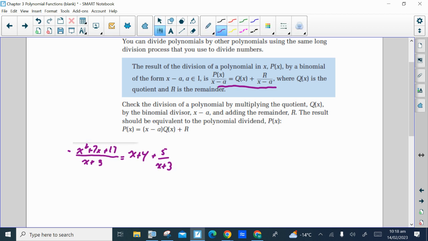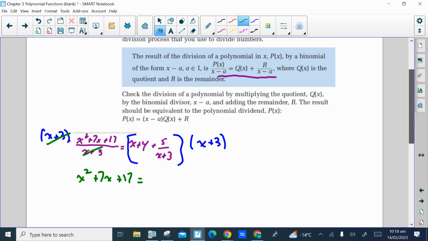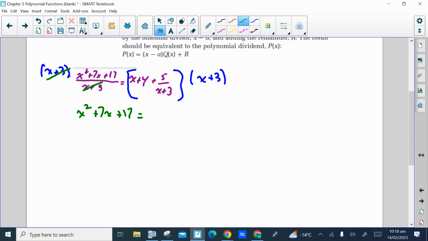So this is what it says about checking to make sure that is equivalent to what we started with. So if I take this statement that I wrote here and I multiply both sides by x plus 3. So this entire thing on the right needs to be multiplied by x plus 3. On the left, the x plus 3's will cancel. And we have the polynomial, the original dividend, x squared plus 7x plus 17. And I should get the same thing on the right side when I multiply everything on the right by the x plus 3.